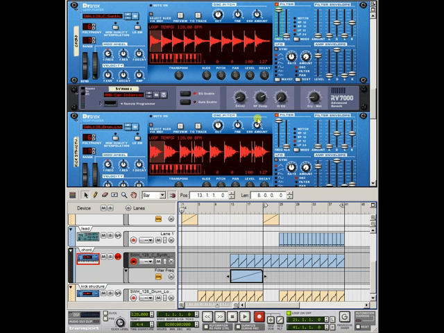You have various knobs and faders that you can play around with, and there are enormous amount of ways that you can fiddle around with your arrangement as well. Let's just give it a listen.